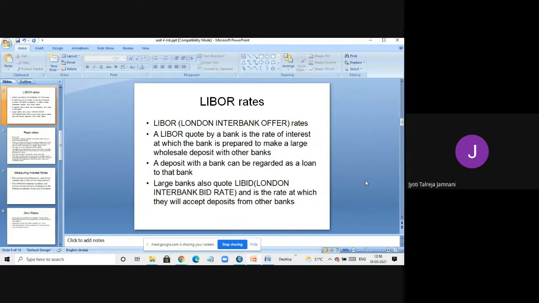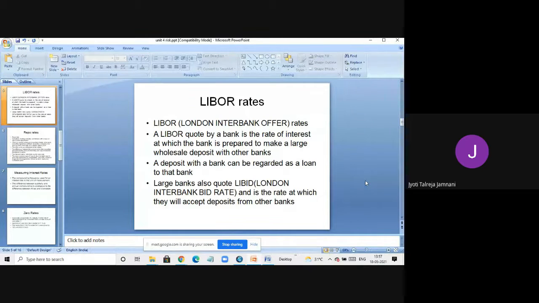Large banks also quote the LIBID rate, that is the London Interbank Bid Rate, which is the rate at which they will accept deposits from other banks. The bank which is giving the loan, they call it the LIBOR rate, and the bank which is taking the loan, they call it the LIBID rate. That means they are going to bid at what rate they are going to take a loan from the other bank. So when the borrower tells the rate, we call it the bid rate.